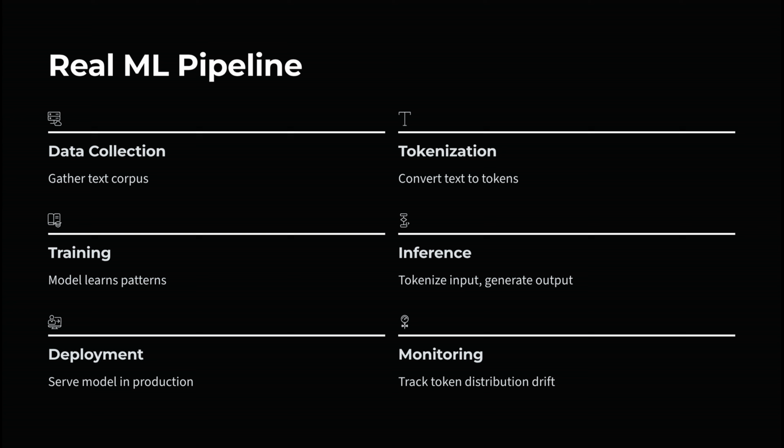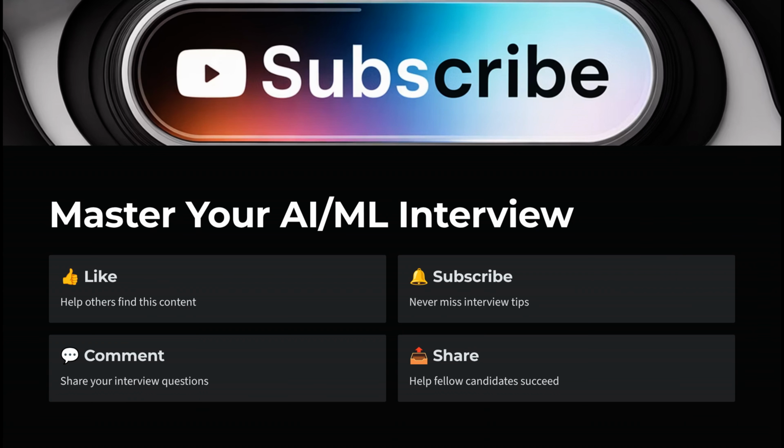Once deployed, we monitor token patterns to ensure nothing drifts over time. For example, sudden spikes in unusual tokens can signal new user behavior or data issues. Think of tokenization as the bridge between raw human language and the mathematical world of neural networks. When you explain it this way in an interview, it shows you understand both the concept and its practical role in production systems.